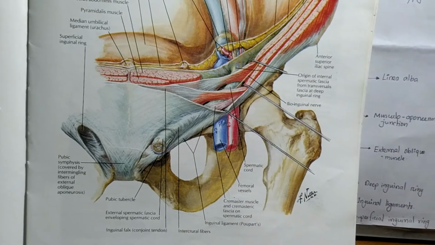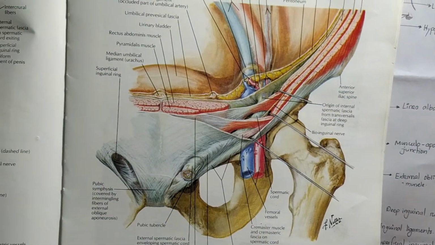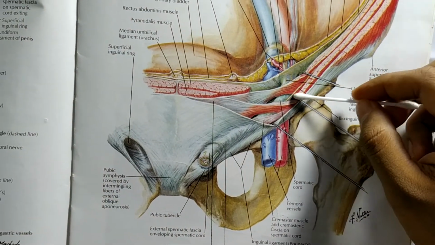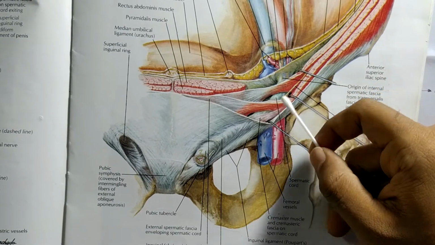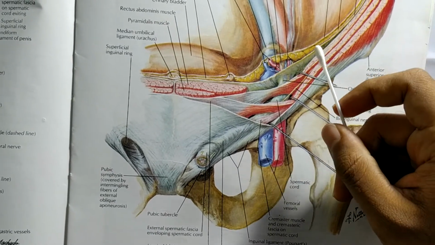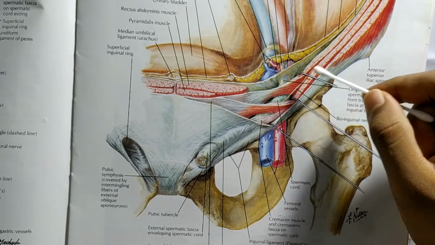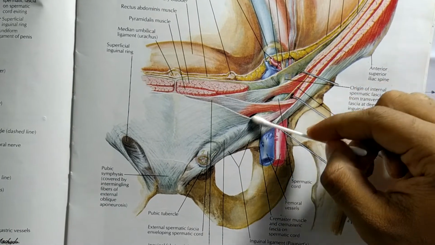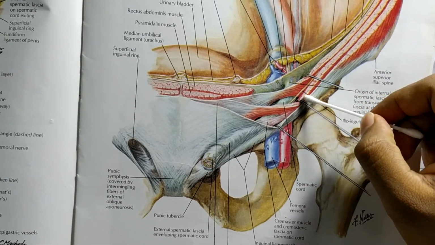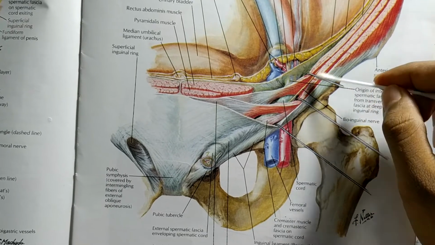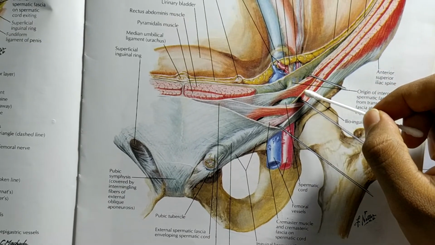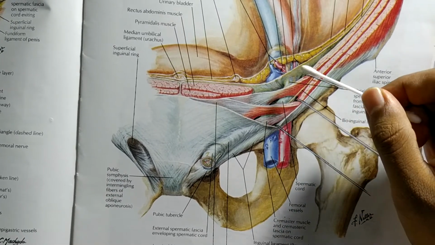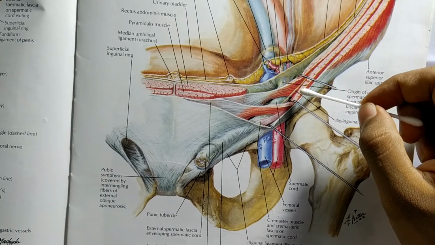What nerves pass through the inguinal canal? The answer is the ilioinguinal nerve. The ilioinguinal nerve goes through the inguinal canal, and another nerve, the genital branch of the genitofemoral nerve, also passes through the inguinal canal.